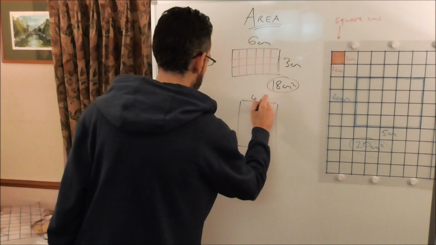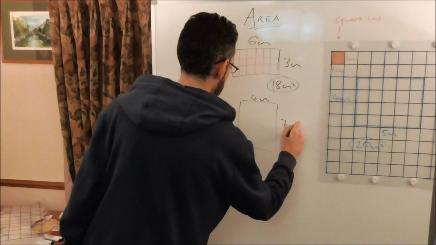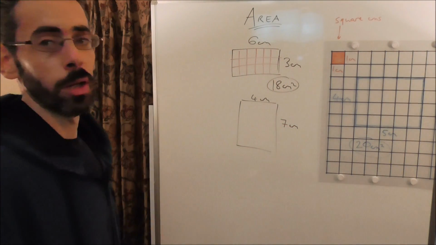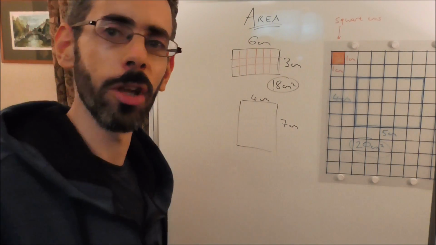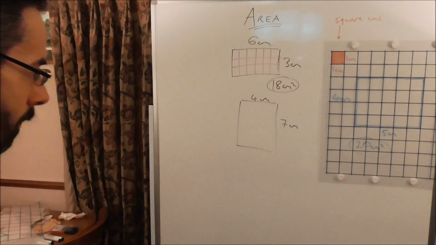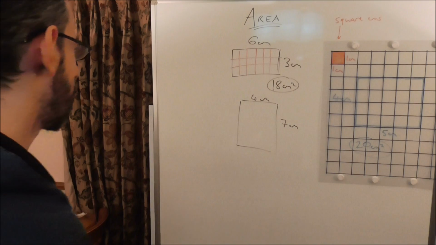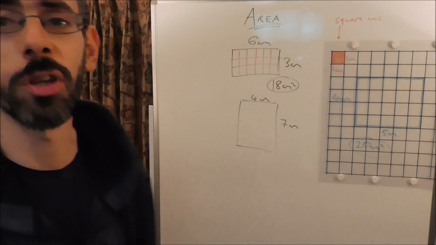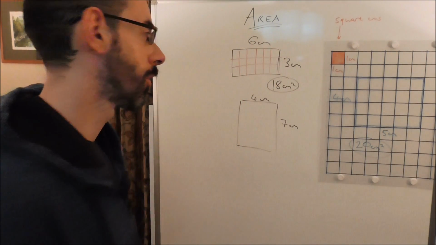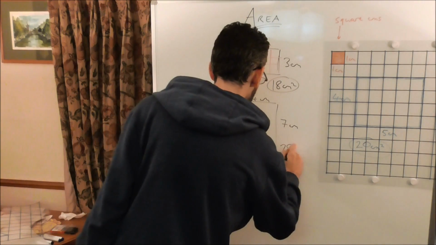Let's say this side was 4 centimetres and this side was 7 centimetres. What's the area of this rectangle? In other words, how many square centimetres could this rectangle be split into? Well, again, the quick way to find the area is just to multiply the length and the width together. So 4 times 7 is 28. So the area is 28 square centimetres.